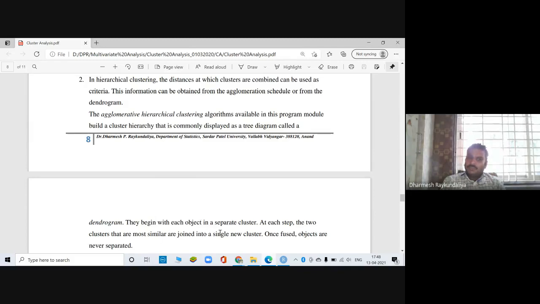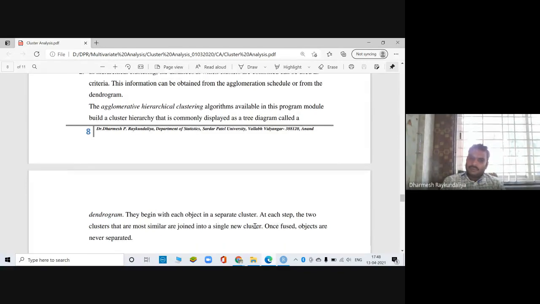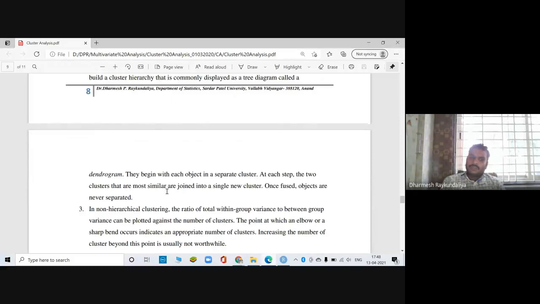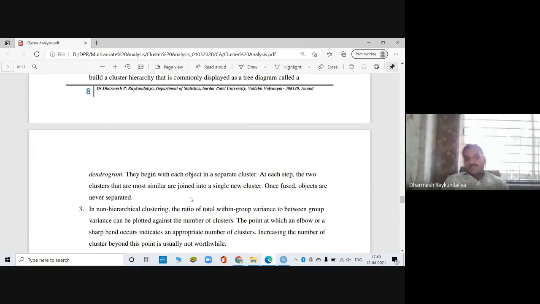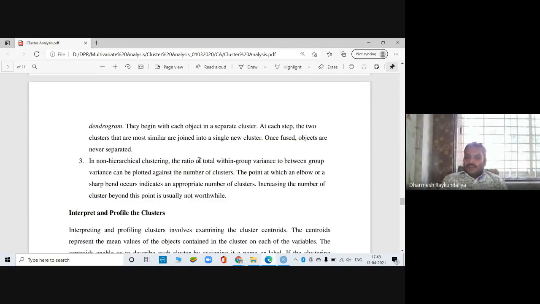They begin with each object as a separate cluster, and at each step the two clusters that are most similar are joined into a single new cluster, and once fused, objects are never separated. So in hierarchical clustering, once the objects are fused, they are not going to be separated. However, in non-hierarchical clustering, that is the advantage: once the object is fused with one cluster, it can have a chance to relocate to other clusters.